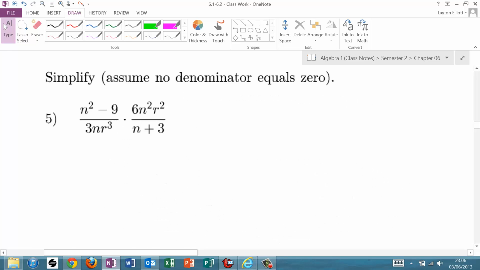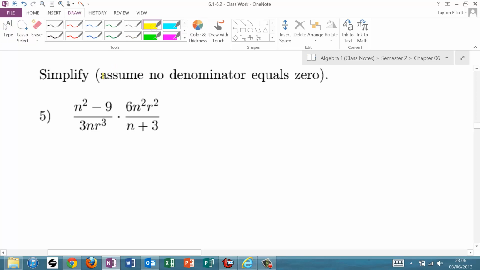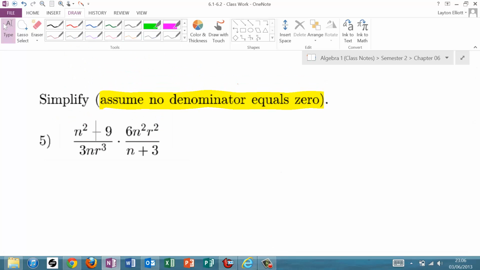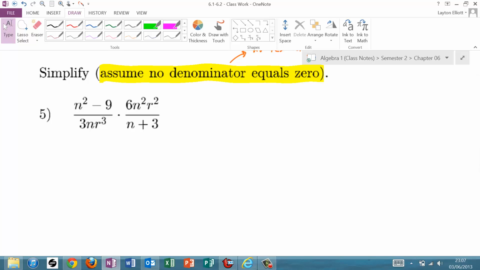Simplify. Assume no denominator equals 0. Okay, when we see these instructions here, what that means is we do not have to state restrictions. That is saying let's just assume that we don't have to. So, no restrictions needed. That's what those directions mean. No restrictions needed. Watch for the directions. Always watch for the directions. It's like a life skill or something.